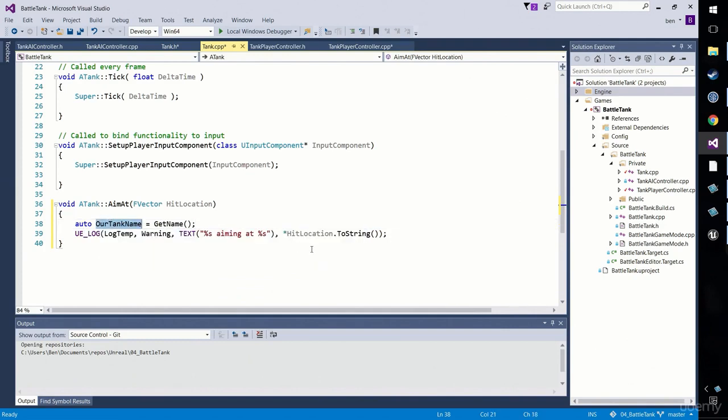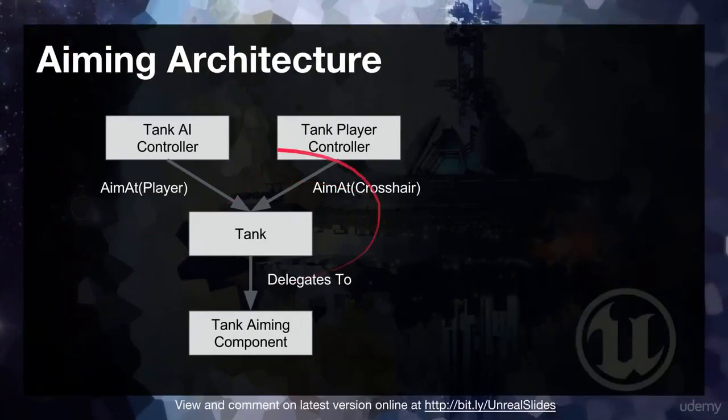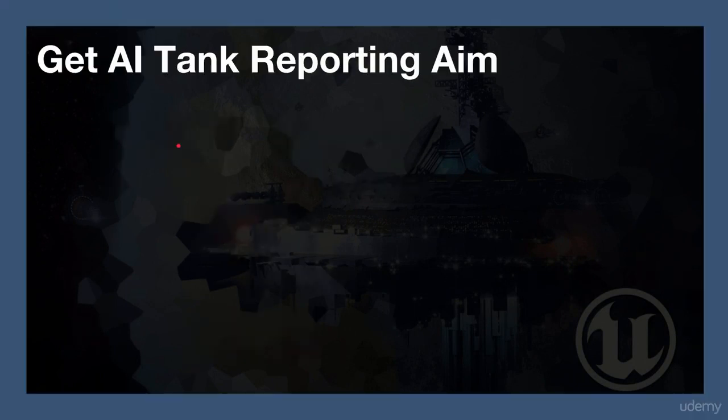So we just need to say comma star R tank name comma hit location. So it's going to say the tank name is aiming at whatever the hit location that's been passed in. So we're just reporting at this layer down here, the tank, what I'm receiving. And we're going to do this both for the tank player controller, which we've just done, and for the tank AI controller, which, you guessed it, you're going to be doing. So we want you to get the tank AI reporting the aim.